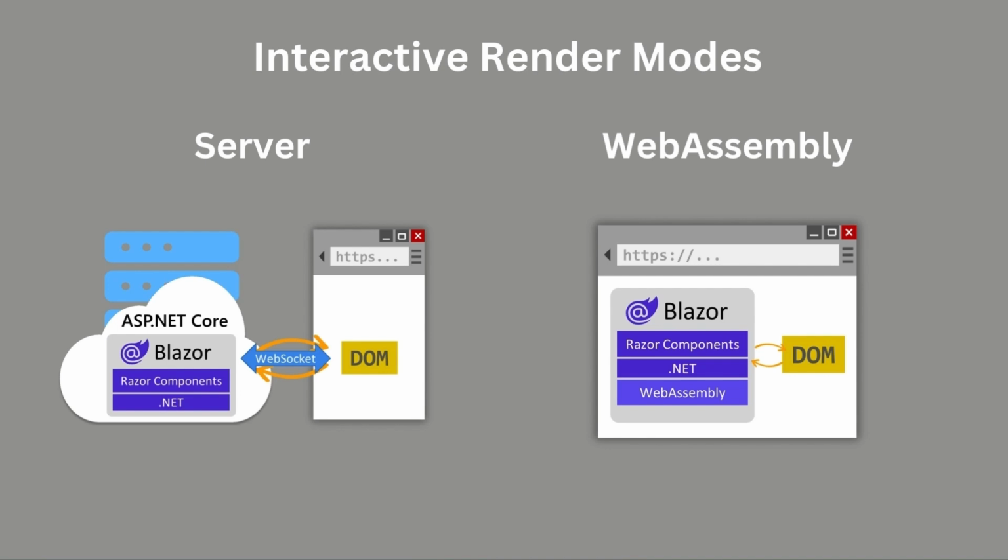In interactive server rendering, the server always requires an open connection with the browser, which may result in server costs or some latency. The second approach, interactive WebAssembly rendering, initially has a longer load time while the .NET runtime is downloaded, but once it's done, it is cached, available for future use. And as a result, it offloads the entire workload from the server to the client. There is also a third interactive render mode that combines the strengths of the previous two modes.